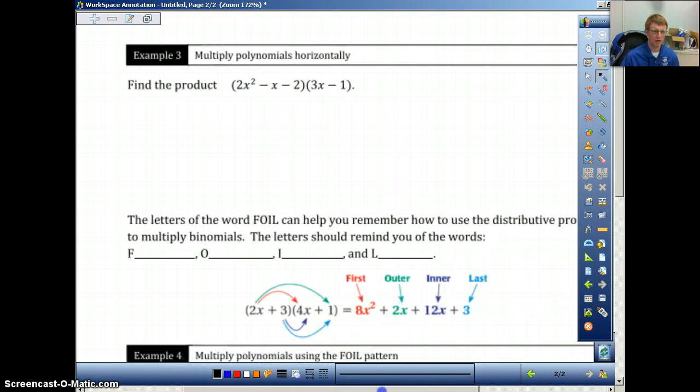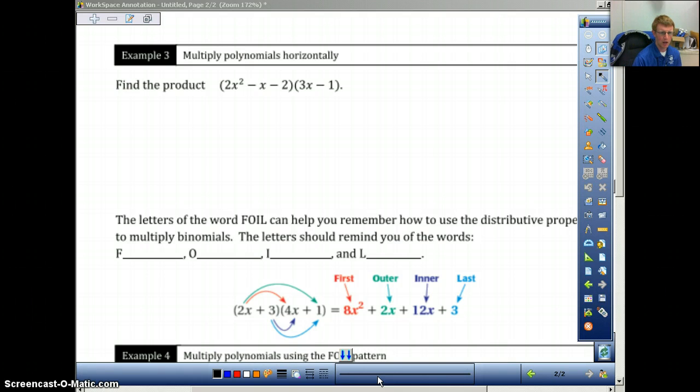If you're looking at the top example here, we're going to do these horizontally. So we're going to multiply these horizontally. What does that mean? It simply means that anytime you're multiplying two quantities together, you're basically taking each term in the first and multiplying it by everything in the second. So 2x squared has to be multiplied by 3x and by negative 1.